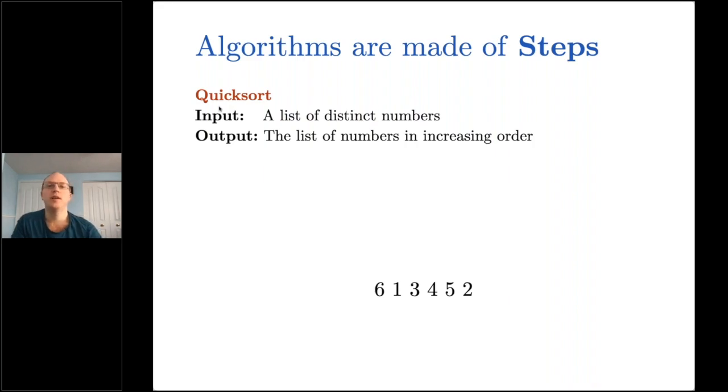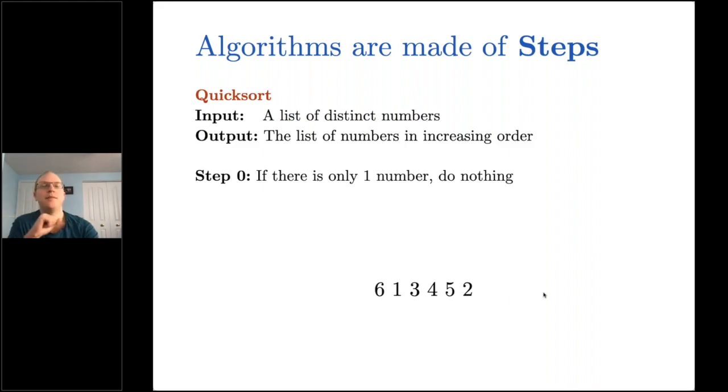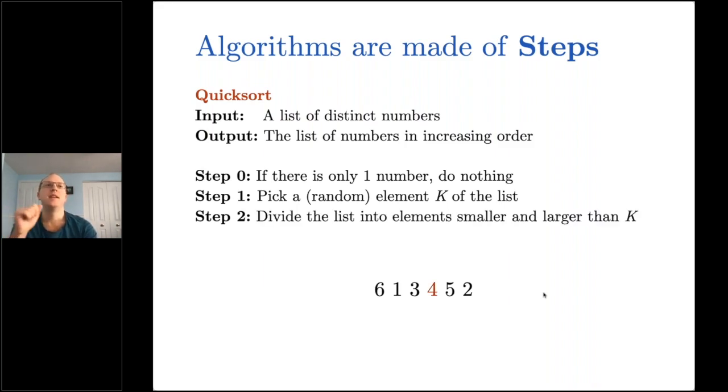And the way quicksort works is fairly simple. So let's suppose I have this list 6, 1, 3, 4, 5, 2. So of course I want to sort this. I want to get 1, 2, 3, 4, 5, 6 in the end. So first, let's say step 0. If my list only has one number, I just don't do anything, right? Because it's already sorted. It's only one thing. Now, second of all, what I'm going to do is pick a random element in my list. And so let's suppose I pick the number 4. Okay. Now I divide my list into the elements that are smaller than the number I picked, in this case 4, and those that are larger than 4.